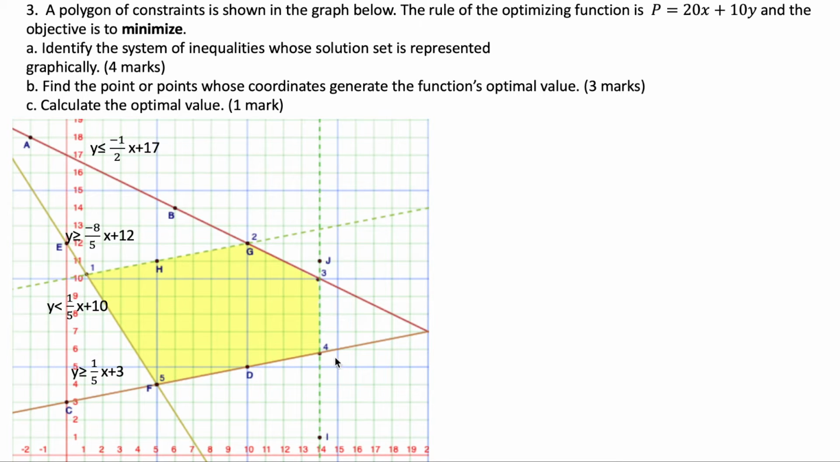Finally, this vertical line is going to be x is equal to 14. Because it's dotted, it's going to be less than or greater than. Because we're shading to the left, it's going to be less than, because all the x values that are less than 14 are found on this side. x is less than 14.